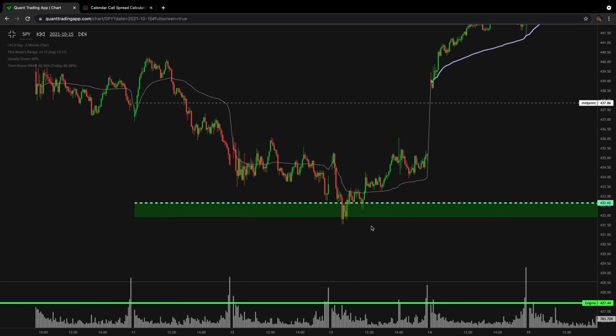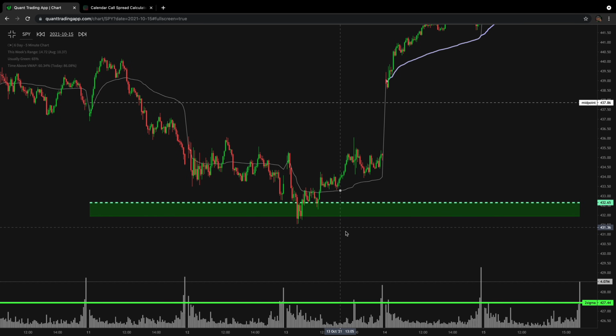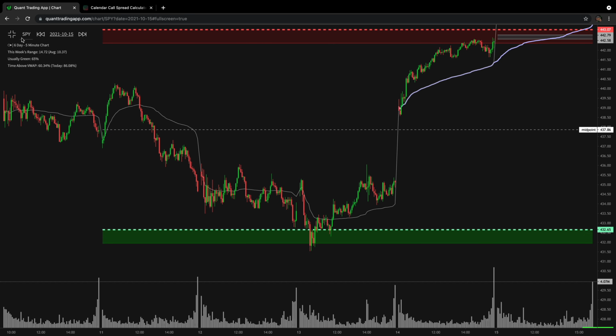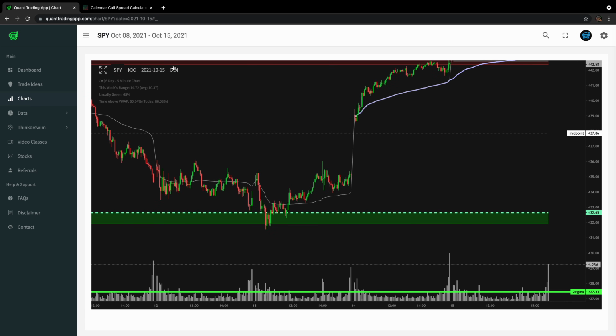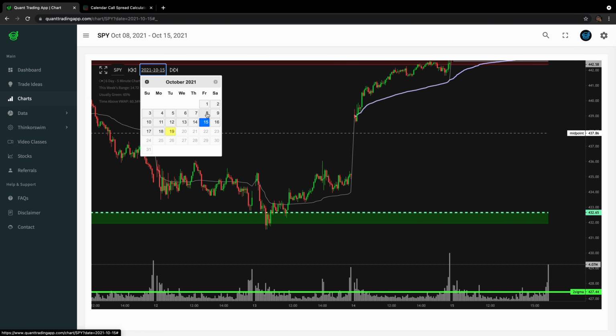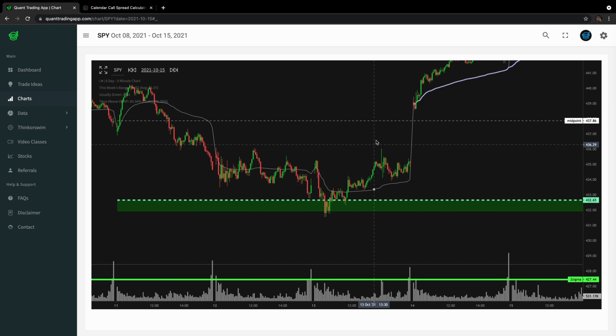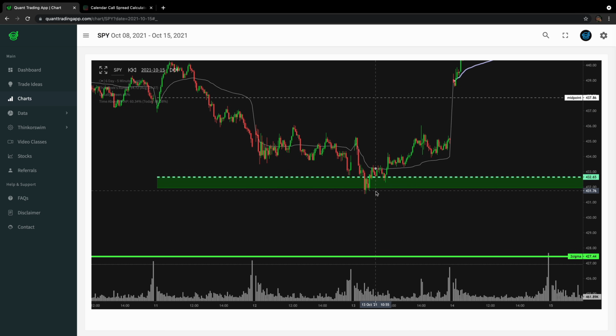I use this usually for confirmation on my entries, especially when I'm looking for reversal trades. So this is exactly what it looks like. This is straight from the quant trading app website right here. We can jump back in time and actually see what price looked like at certain times whenever we're looking to backtest or review for certain things, and we can actually see the statistics and data on how price reacted at these levels in the past.